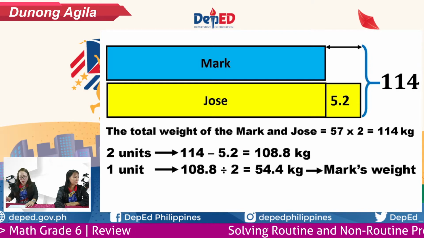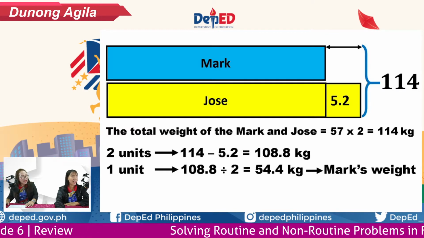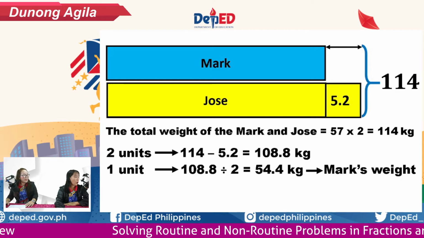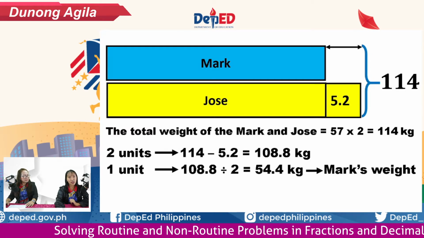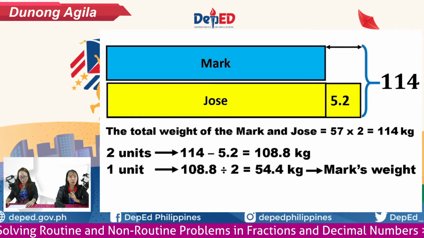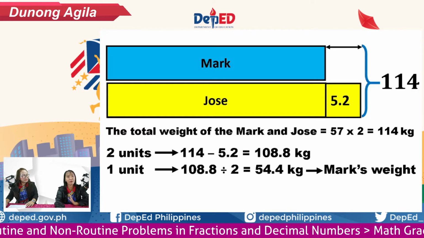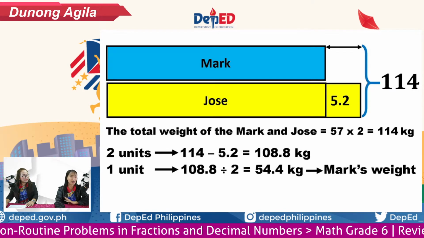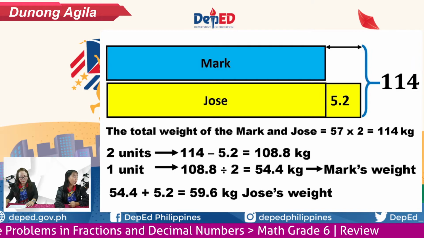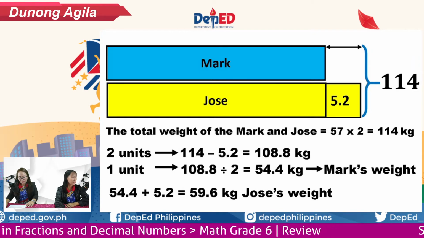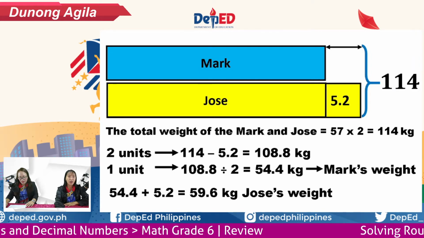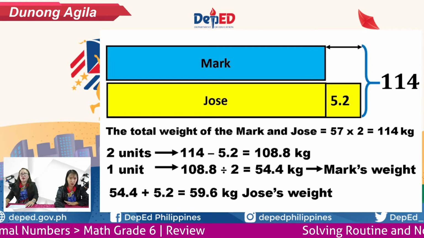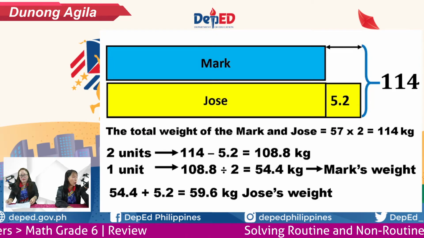Last part na natin, kukunin na natin ang weight ni Jose. So anong gagawin kaya natin, Ma'am Tin? Okay, kasi alam na naman natin yung weight ni Mark, which is 54.4, tapos si Jose is heavier by 5.2. So, i-add lang natin yung dalawa. So, add natin 54.4 plus 5.2. The answer is 59.6 kilograms. So, that is the weight of Jose.